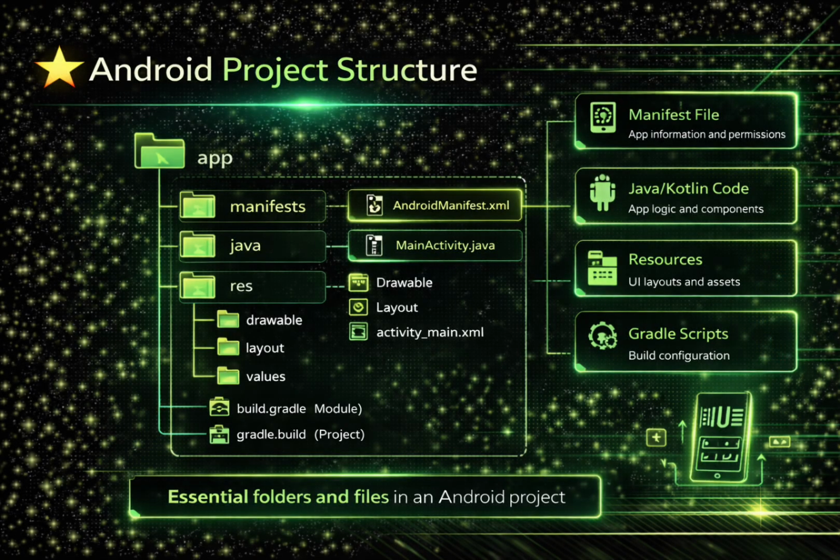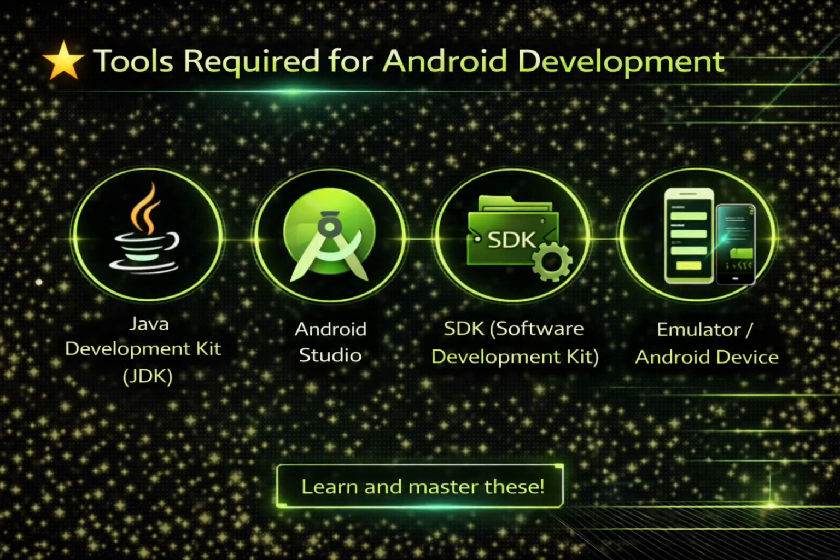Android application structure. When we create a new project in Android Studio, we get many folders: a manifest for app configuration, Java/Kotlin for app logic, res for layouts, images, icons, strings, and a Gradle build system. Each family of files has its own purpose. Tools required for development. To build Android apps, we need Android Studio, JDK (Java Development Kit), Android SDK, an emulator/virtual device, and a real Android device for testing, which is optional.